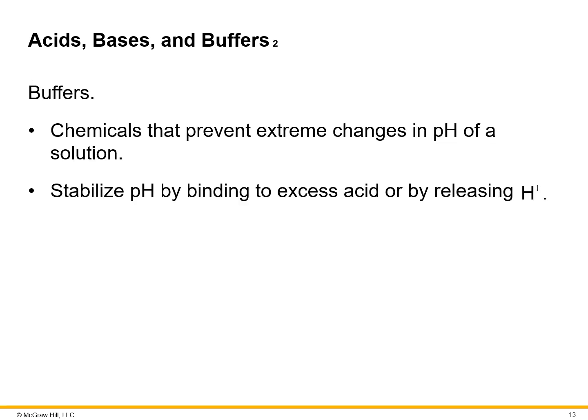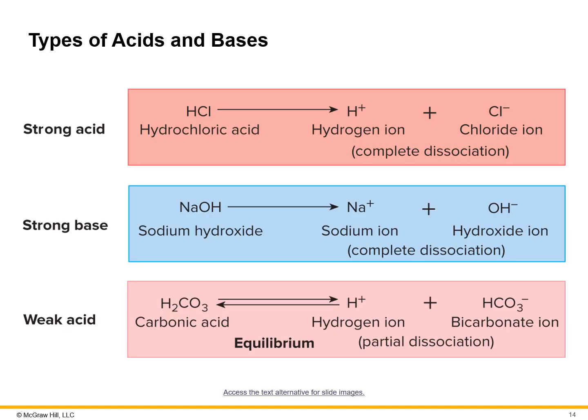And then we have buffers. So due to these changes, buffers are chemicals that prevent extreme changes. It doesn't mean the pH doesn't move a little bit, but it prevents extreme changes, especially with those strong acids and bases.